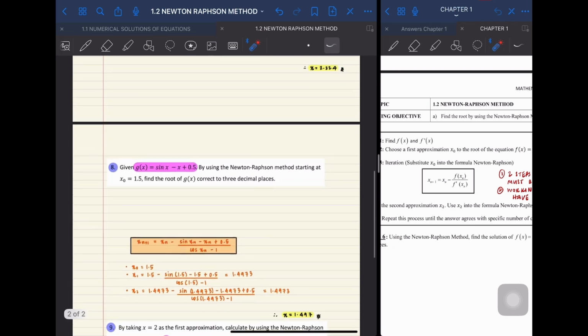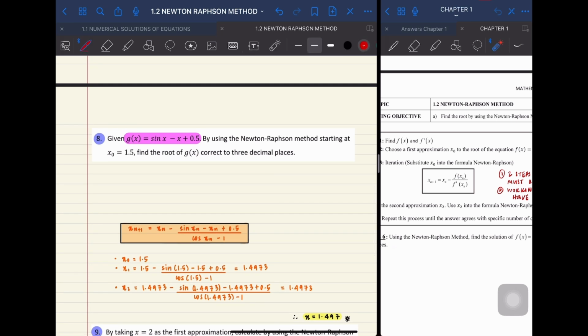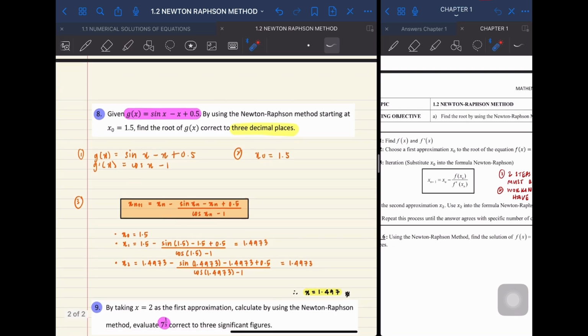Okay, now moving on to number 8. So for number 8, we have our g(x) over there. So we already know the first step. Your g(x) is sine x minus x plus 0.5. So you need to find g prime x. Differentiate sine x is cos x, then minus 1. Second step, make sure you have your x0, which is given as 1.5. So this is your third step. Let's check how many decimal places they want. They want 3, so make sure your working steps have 4 decimal places. So this is the next step that you have to follow.